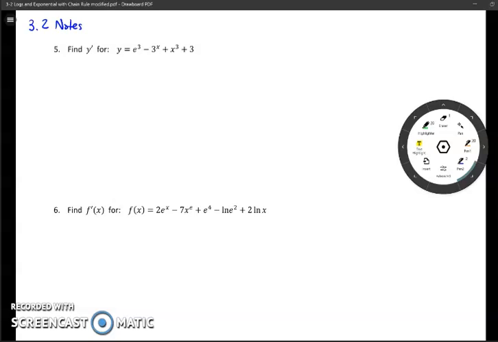Okay, y'all, number 5 and 6 are tricky, but they're designed to help you learn to slow your brain down, look at each term individually, and ask yourself, where's the input being sent in that term? Because that'll tell you which derivative rule you need to use to take the derivative of that specific term. And each term can follow a different derivative rule. Or maybe they all follow the same derivative rule. It just depends on where the input is being sent.